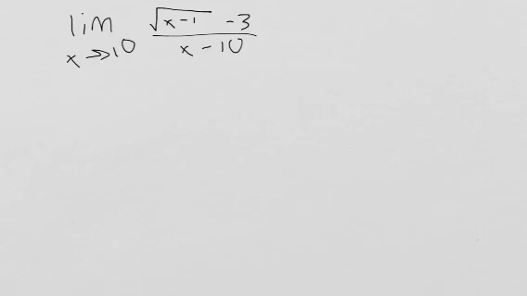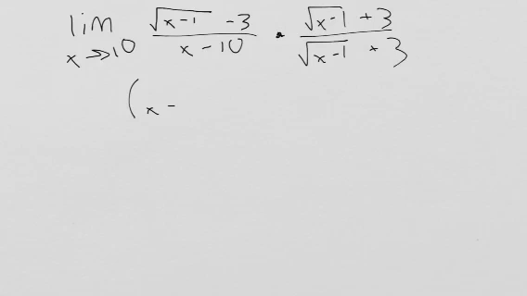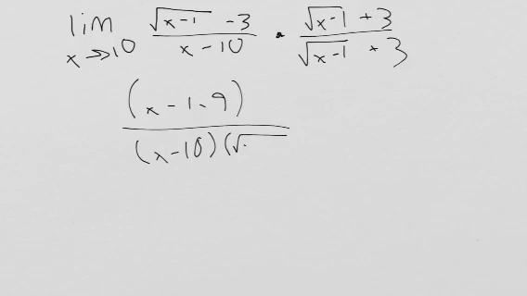Moving up in difficulty a bit here, we got the limit as x goes to 10 of the square root of x minus 1 minus 3 all over x minus 10. So we're going to multiply by the conjugate. The conjugate in this case is going to be the square root of x minus 1 plus 3. And then in the bottom will be the same thing. And what that'll come out to be when you multiply that all together is x minus 1 minus 9 on the top. And on the bottom, your x minus 10 from the beginning, and your conjugate, which is the square root of x minus 1 plus 3.